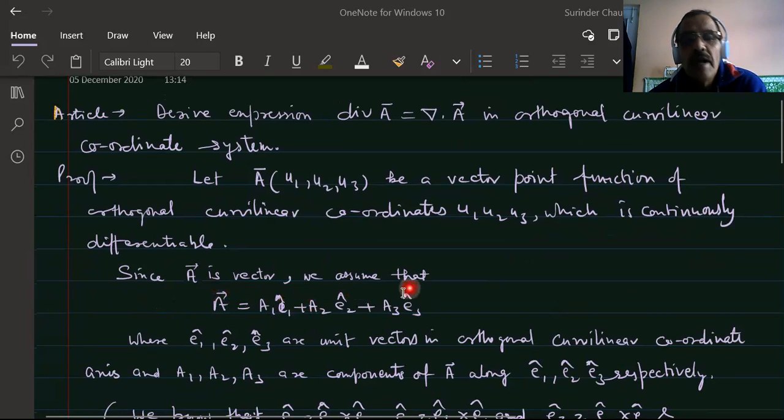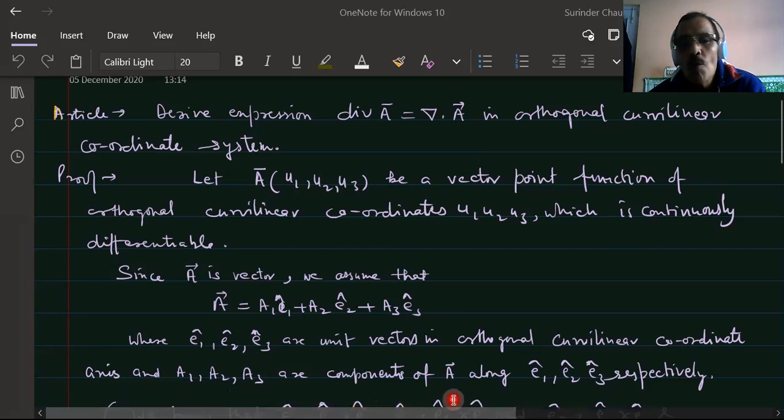we assume that the vector A is equal to a1 e1 plus a2 e2 plus a3 e3. Here e1, e2, e3 are the unit vectors in the orthogonal curvilinear coordinate system, and a1, a2, a3 are the components of vector A along e1, e2 and e3 respectively.